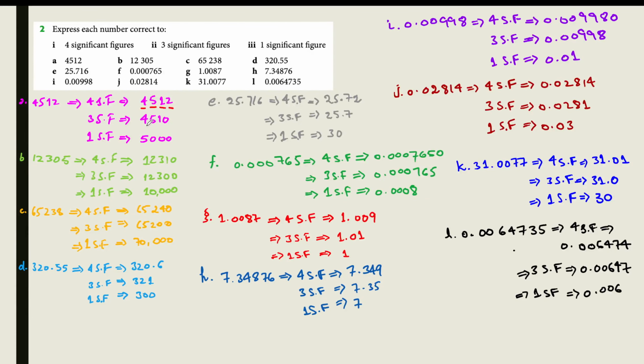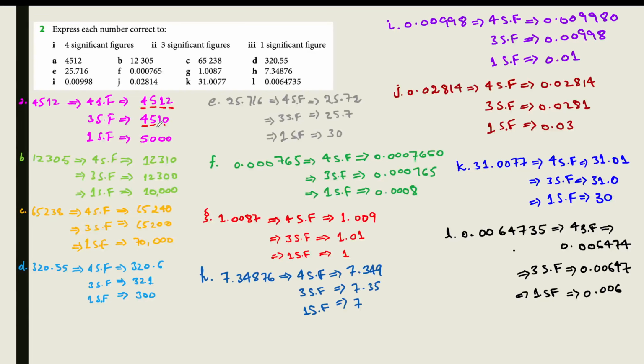Now for 3 significant figures, this is the first, second, and third. We are keeping these 3. The fourth one is 2. So 2 is less than 5. Therefore, 1 will remain the same. We will not round it up. And this 2 will be replaced by 0. So now we have expressed 4512 as 3 significant figures.